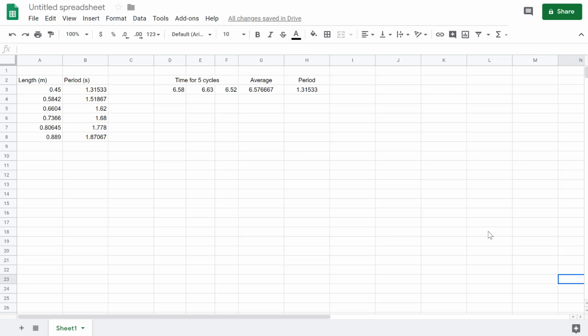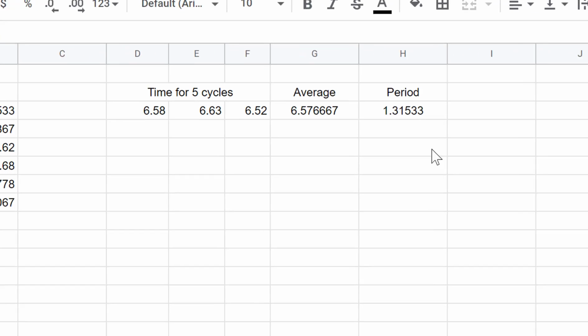Using a spreadsheet program can be really handy, so it's a good idea to get familiar with one. This is Google Sheets. Most schools use it, and it's free with a Google account. You can also use Microsoft Excel or some other ones.